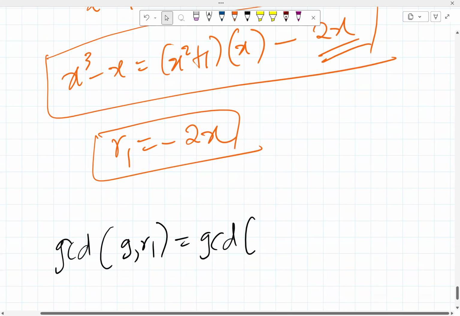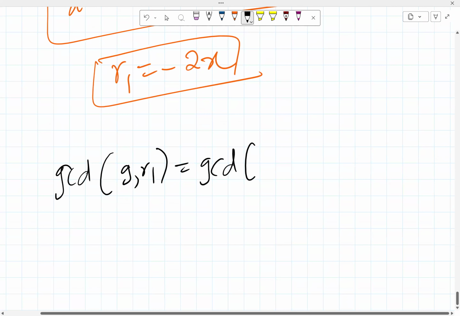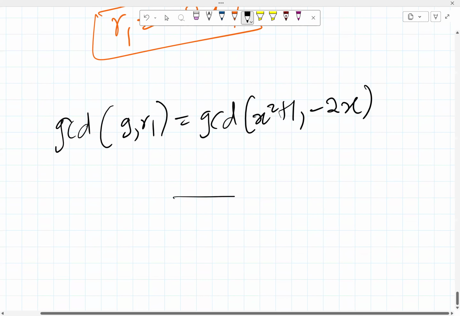GCD of x squared plus 1, and that's x squared plus 1, and now minus 2x. That's what we want to find. And what do we do again? We do another long division.